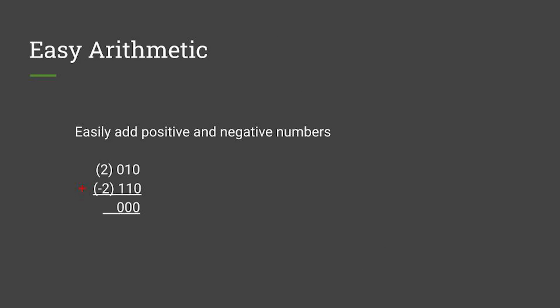Another reason why 2's complement is chosen is that it's really easy to add positive and negative numbers. It's really easy to do arithmetic in 2's complement. So this is a basic example of adding 2 and negative 2, and we can see when you add these two values together, you're left with what you expect, 0.